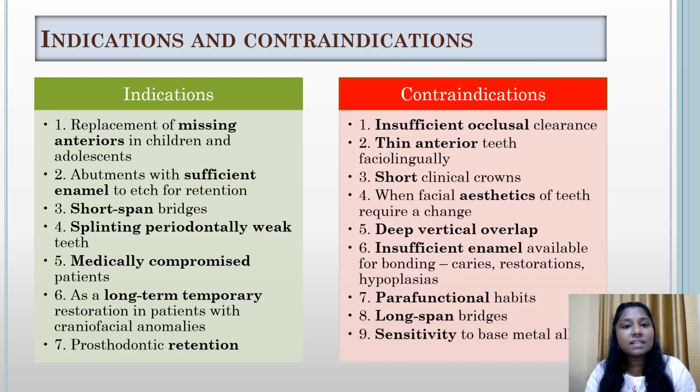So what about the contraindications? We do not use it in a long-term bridge. If there is insufficient vertical overlap, we do not use it. And also it is not used where there is not enough enamel present. We do not have adequate occlusal clearance. So in such conditions, we preferably avoid using resin bonded bridges.